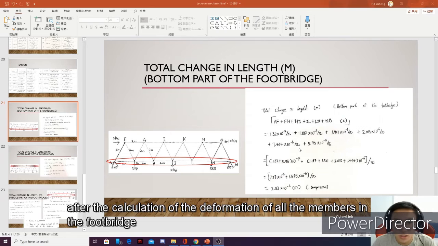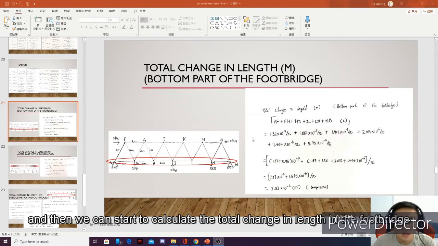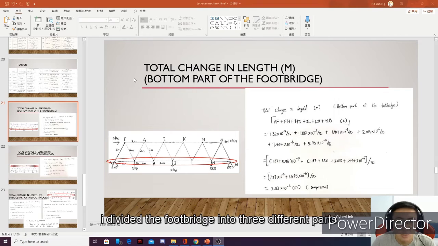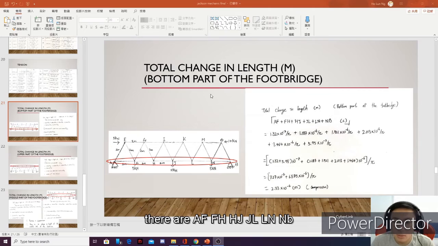After the calculation of the deformation of all the members in the footbridge, we can start to calculate the total change in length in the footbridge. I divided the footbridge into three different parts: the bottom part, the upper part and the middle part. First, we look at the bottom part. The bottom parts are AF, FH, HJ, JL, LN, and MB.